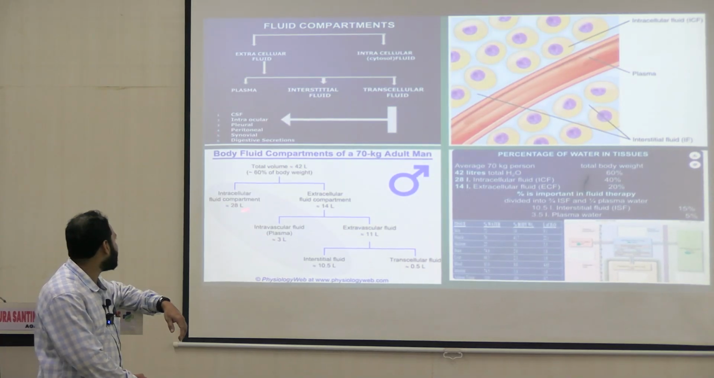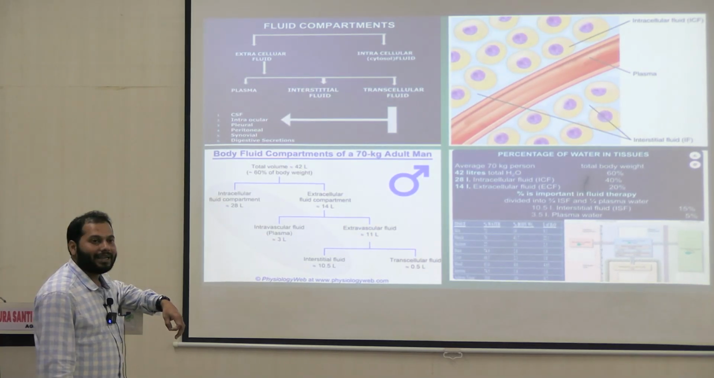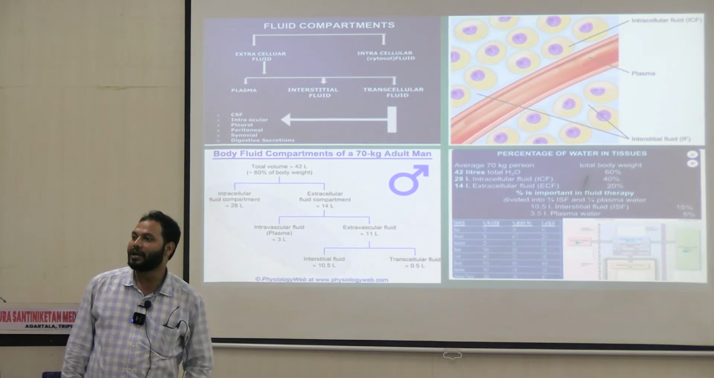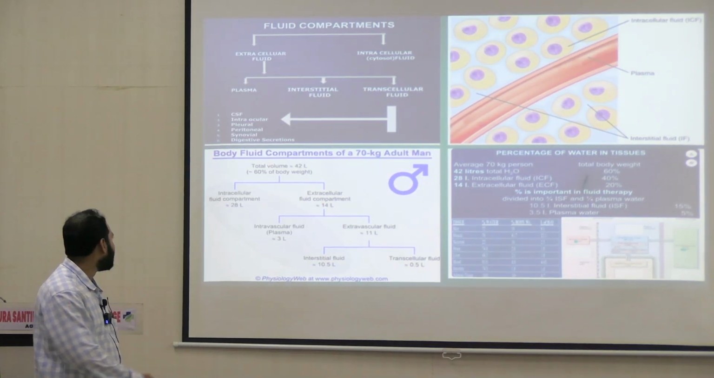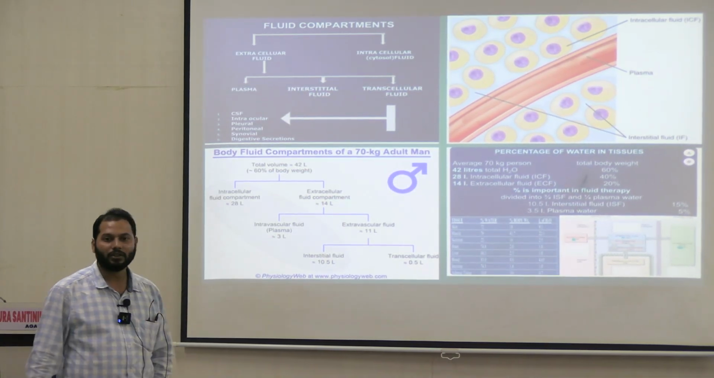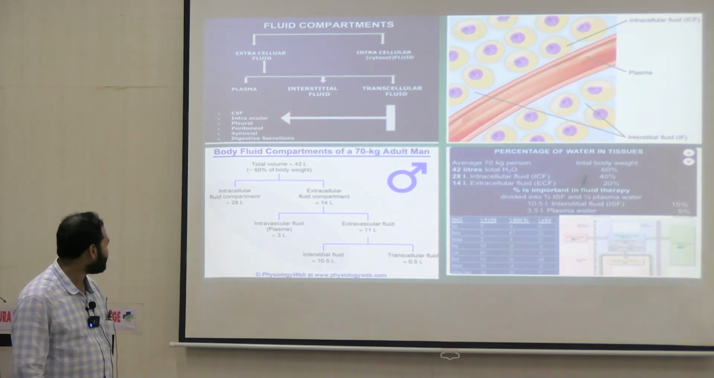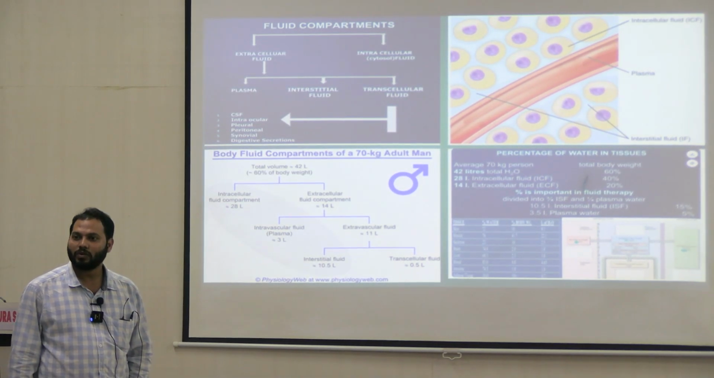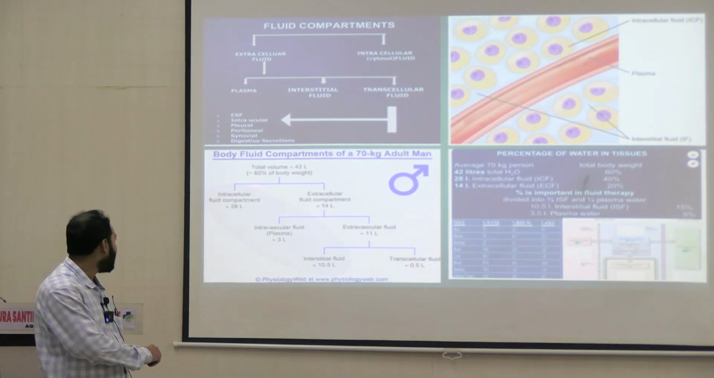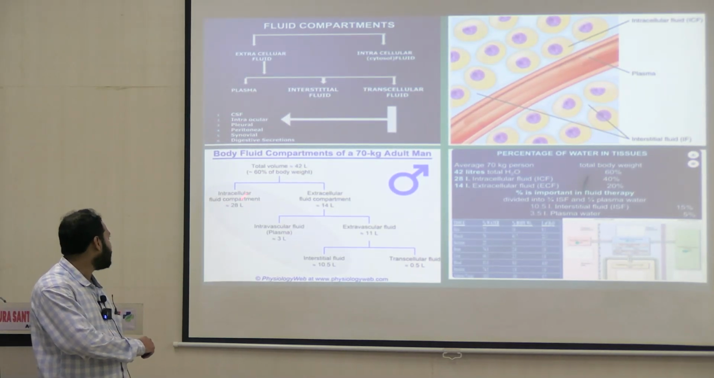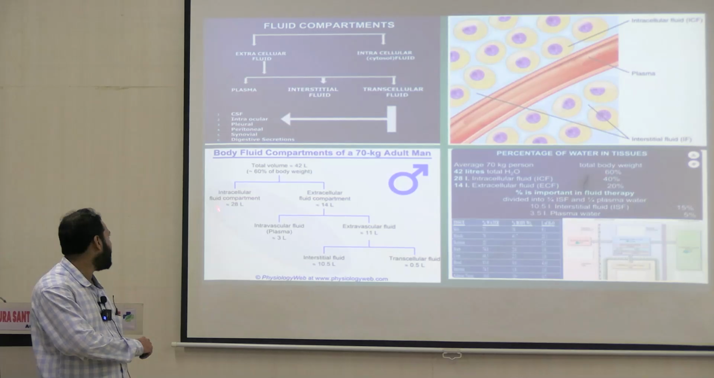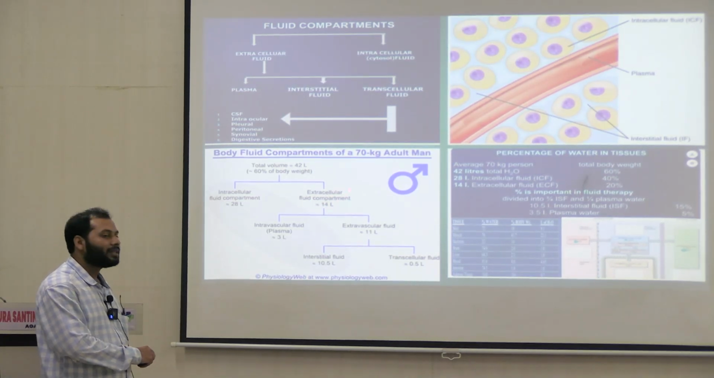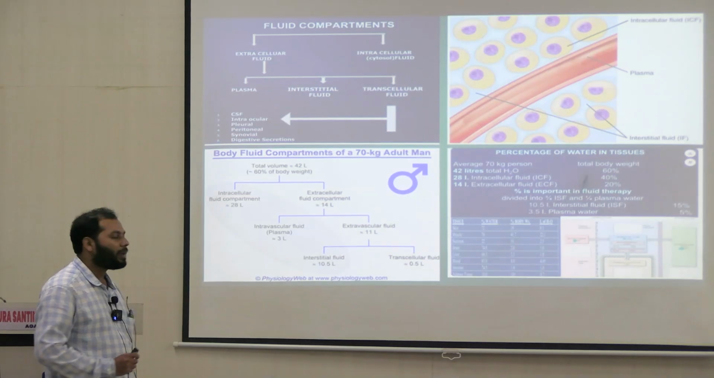So here you can see 28 liters is present in the intracellular fluid compartment. Intracellular fluid means the body fluid inside the cell. And 14 liters is present in the extracellular compartment. That means around 2/3 of the total volume is present in the intracellular compartment, and 1/3 is present in the extracellular fluid compartment, right?